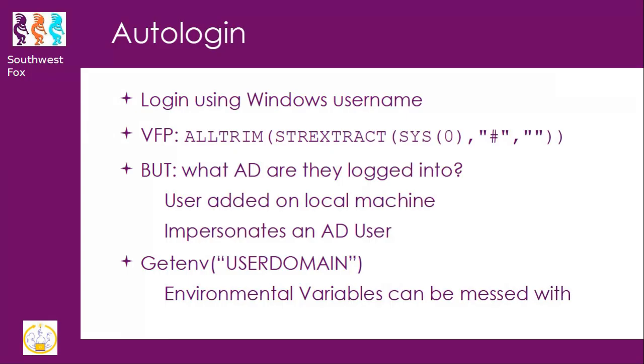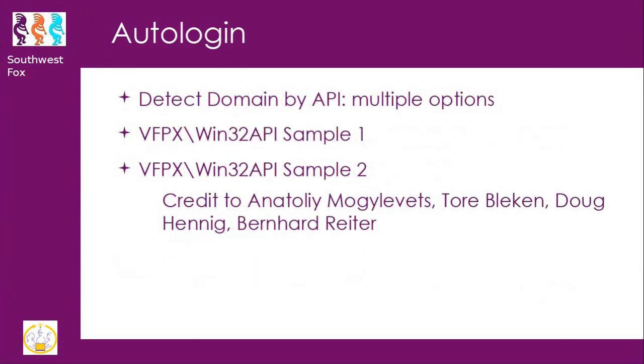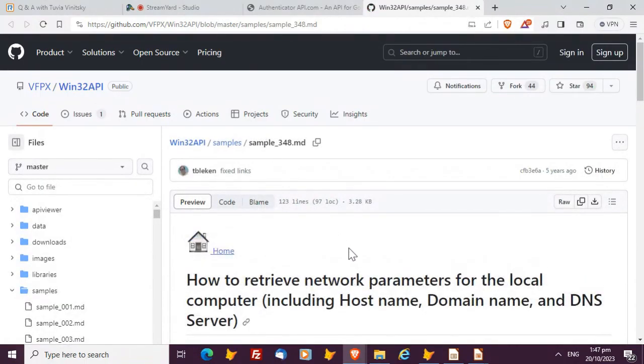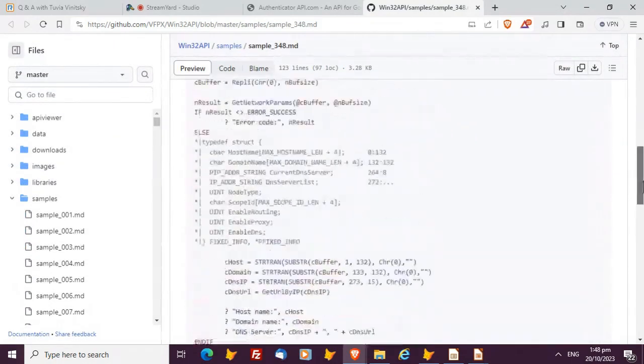So look, it's not hard to check the user domain environment variable, except that, of course, that variable gives you a clue that that can be messed with. You need to decide how far you want to go with this. If you're being paranoid, and once again, credit to other people, Anatoly who started it, and then with apologies to any Norwegian speakers, Tore and Doug and Bernard are all responsible for this Win32 API. And if we just click that link, hopefully it will give us a sample which allows us to pull the domain name for the user. So if you want, you can implement this code to look at the domain name.